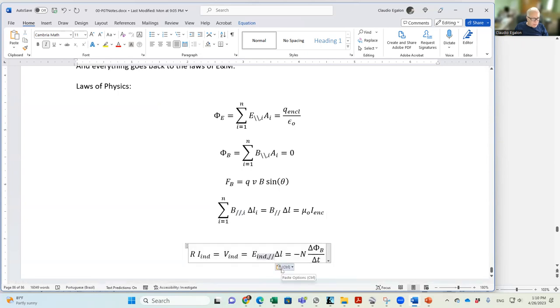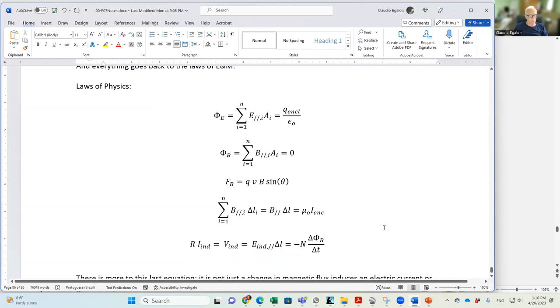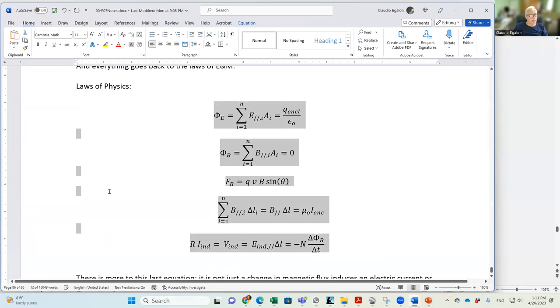I specifically state induced electric field, so you know it's not the regular static electric field that occurs whenever you have an electric charge distribution. Okay, so those are the five laws of physics. 1, 2, 3, 4, 5, okay?